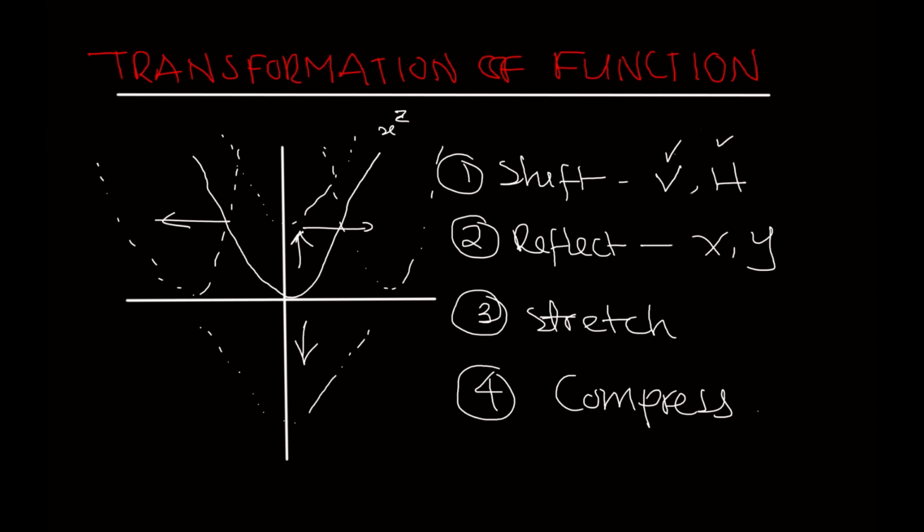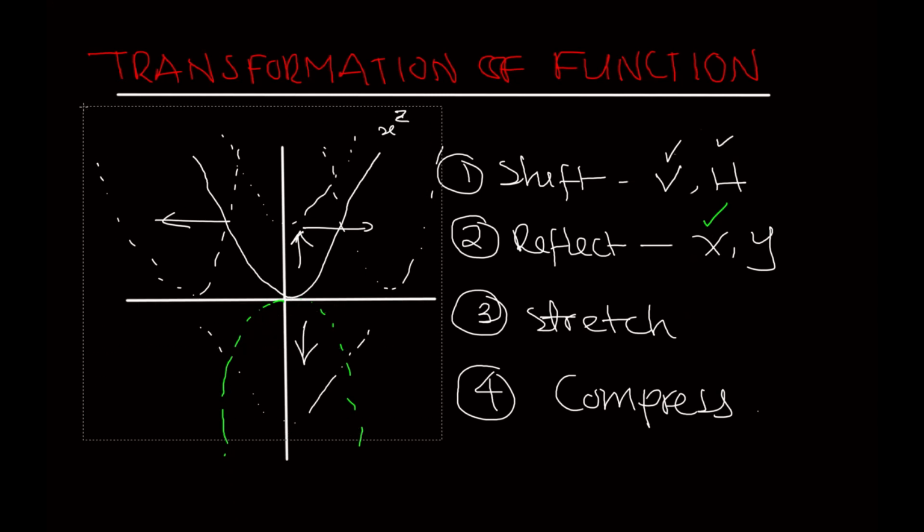I can take this same graph and I can have it here. That is what we call the reflection over the x-axis. Now we remove this.